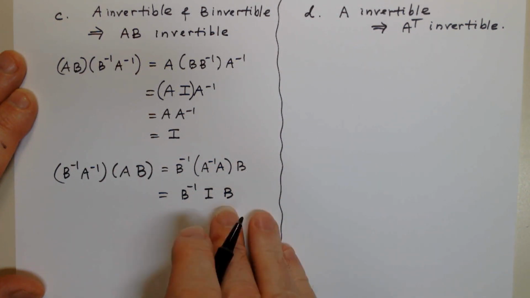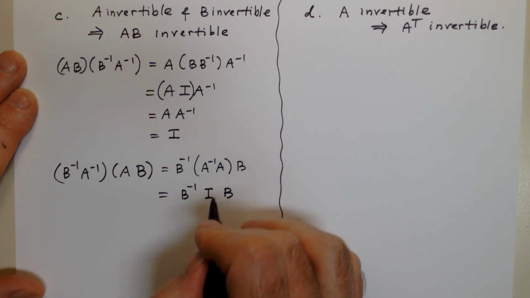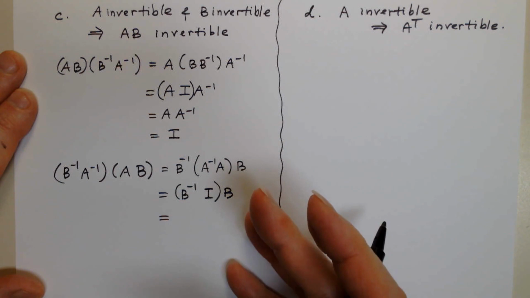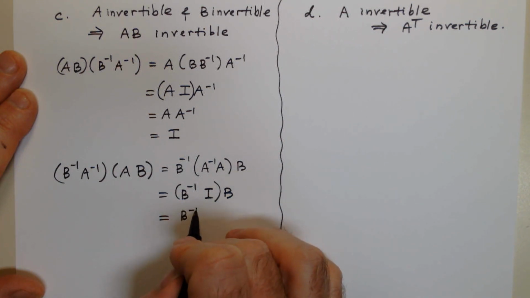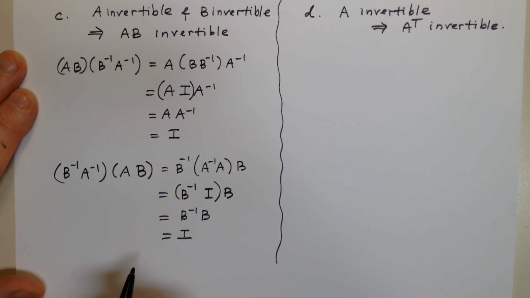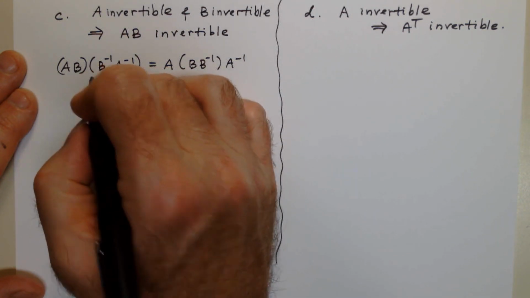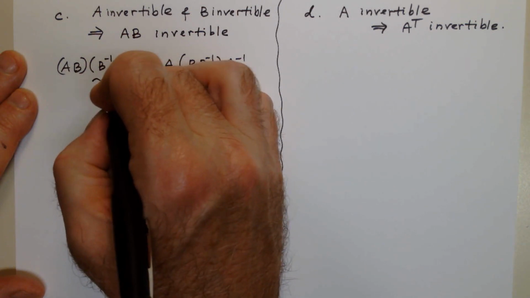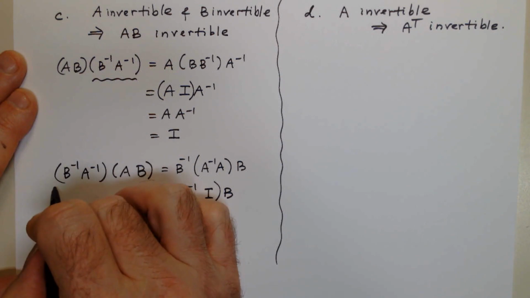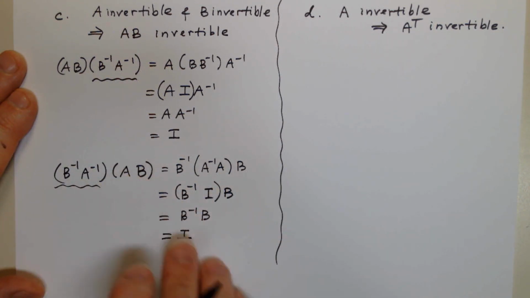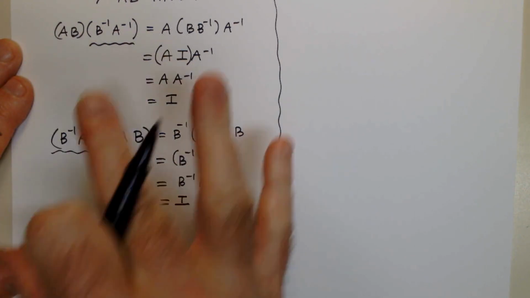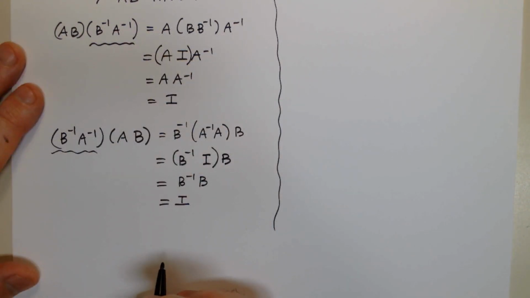And I'm free to think of this next operation in any pairing. Let me pair them up this way. B inverse times the identity, of course, is just B inverse. And B inverse times B is just the identity matrix. So our matrix, which we seem to pull out of thin air, multiplies AB on the right and produces the identity. It multiplies AB on the left and produces the identity. And that alone, the existence of a matrix that does this, already says that A times B is invertible.